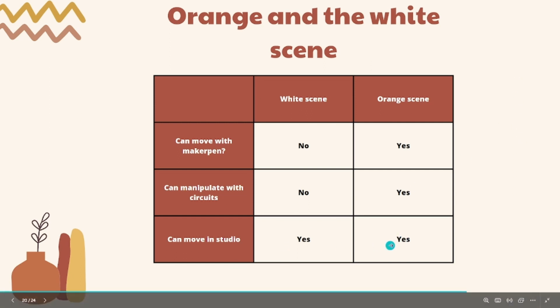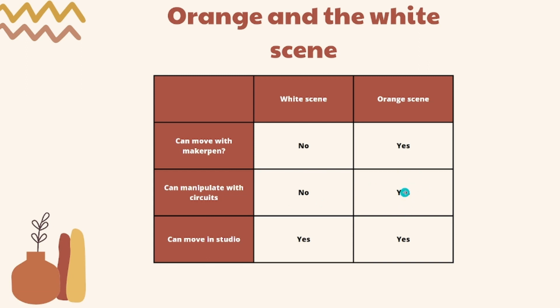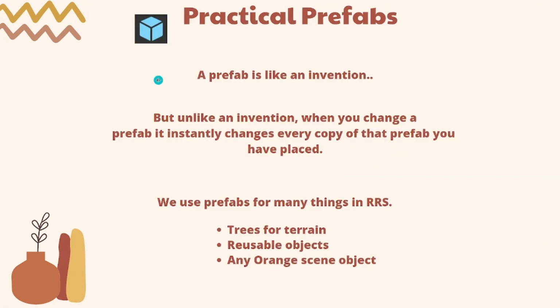Obviously, either one of them you can move inside of Studio. Orange scene objects you will be able to manipulate with circuits in your room. Also, you will be able to move with your Maker Pen. So just in case we decide we want to be able to sort of clone our duct tape later, or we want to be able to move them around with the Maker Pen once we're in our room, we'll take our duct tape and we will make it into an orange scene object, given that it's currently a white scene object.